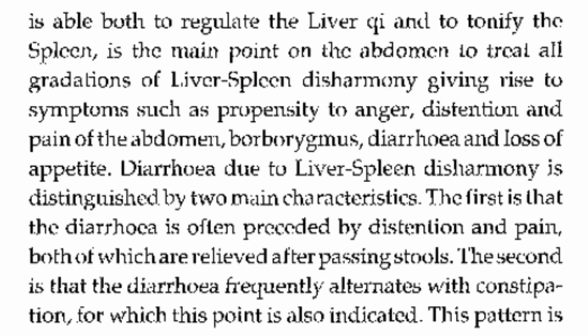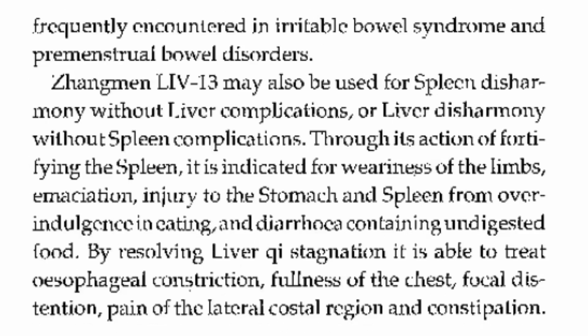The diarrhea due to liver-spleen disharmony is distinguished by two main characteristics. The first is that the diarrhea is often preceded by distension and pain, both of which are relieved after passing stools. The second is that diarrhea frequently alternates with constipation, for which this point is also indicated. This pattern is frequently encountered in irritable bowel syndrome and premenstrual bowel disorders.